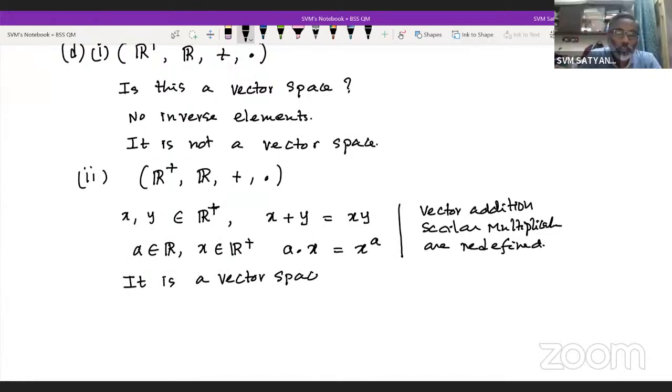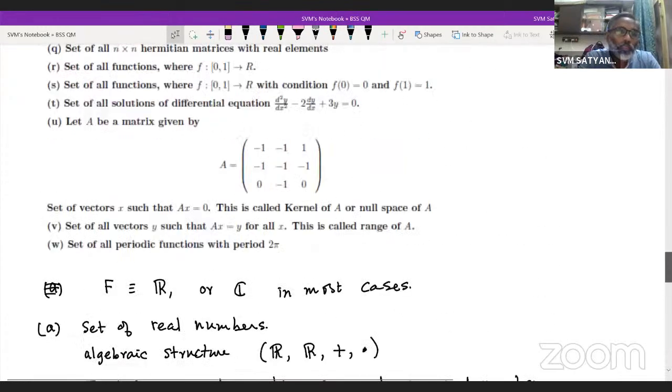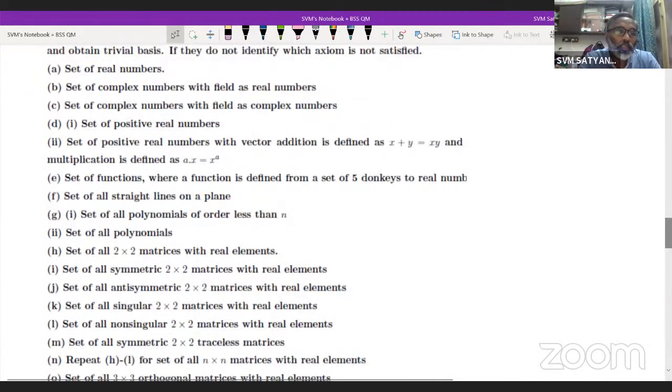It is a vector space, and of course the dimension is 1 because you require only one real number, right? It's one-dimensional. Correct. So that means if something is not a vector space, then by appropriately redefining the vector addition and scalar multiplication, we can think of making it a vector space.